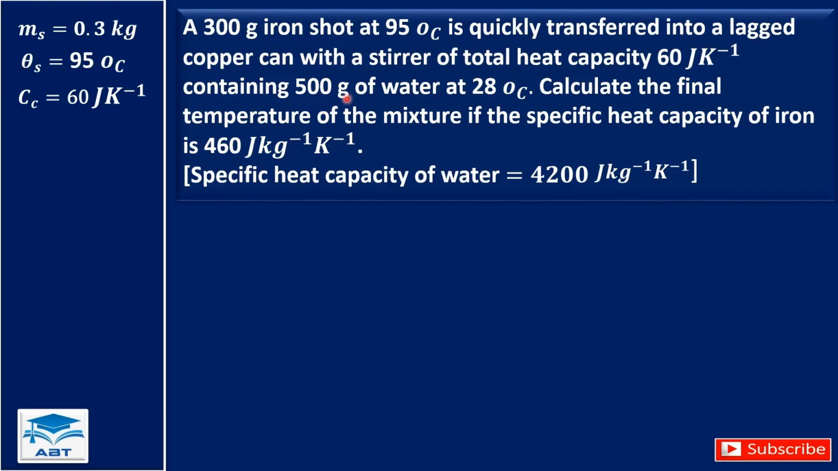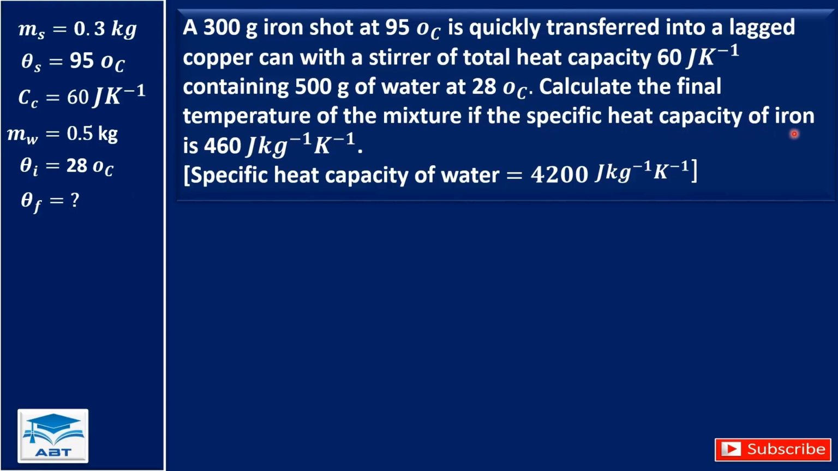Containing 500 grams of water, that is the mass of the water. We convert it to kilograms by dividing by 1000, of water at 28 degrees Celsius. That is the initial temperature of the water, theta initial, 28 degrees Celsius. Calculate the final temperature of the mixture. That is the theta final. The final temperature of the water is unknown.